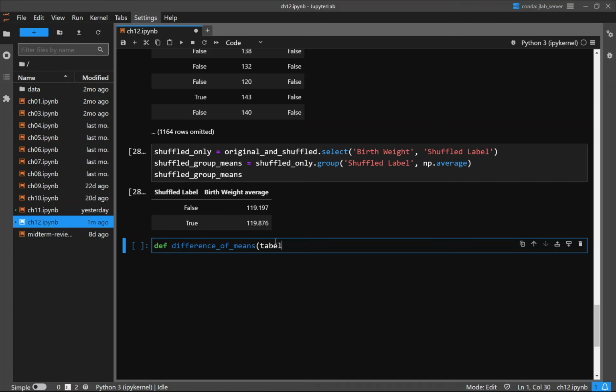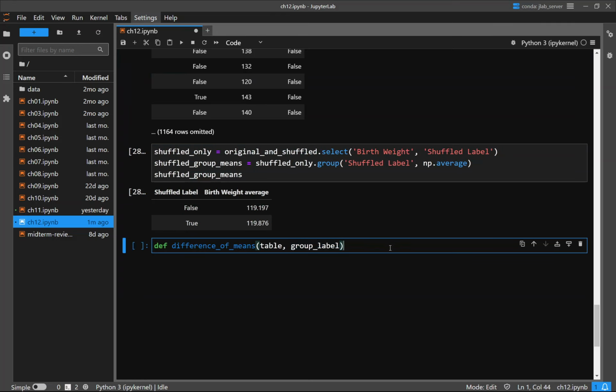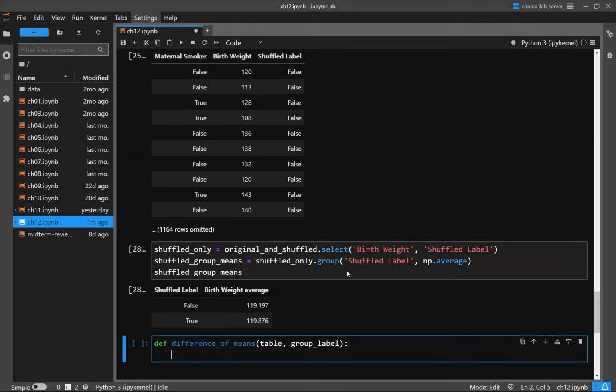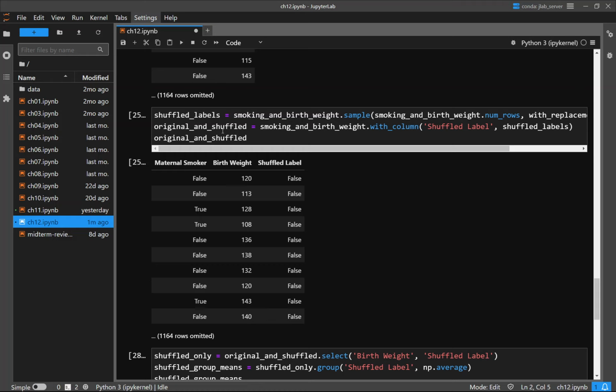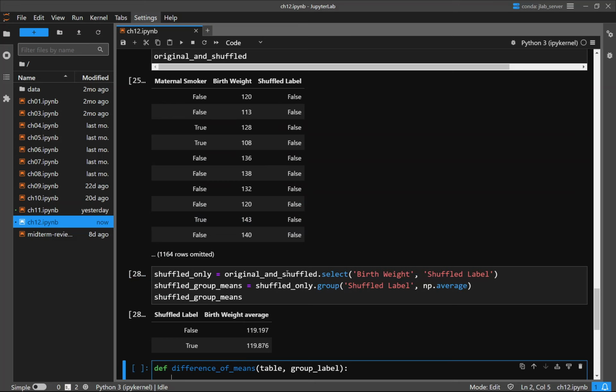So you give me a table, call it table, and you give me a label for the group that you care about, like doing your differences of and doing your grouping by, because sometimes it was the shuffled label, sometimes the original one was maternal smoker, right? So we don't know the name of the group label just yet. So you give me that too. And so here's what we want. We would like to just get only the table with, let's see.